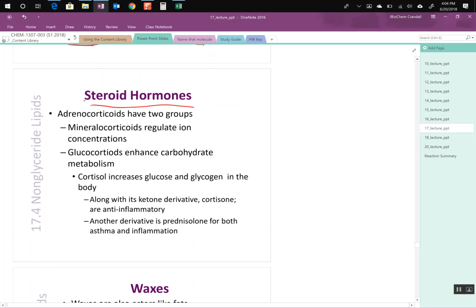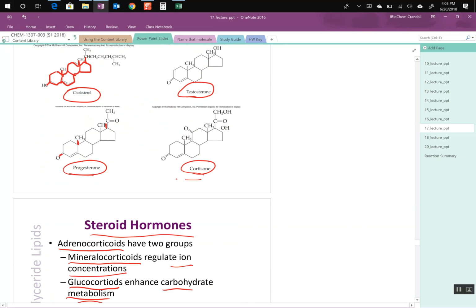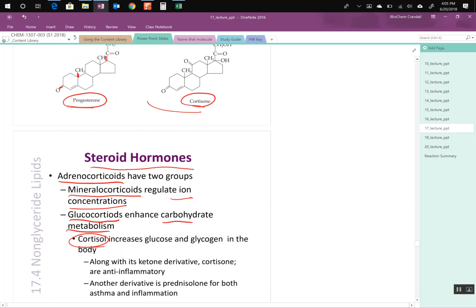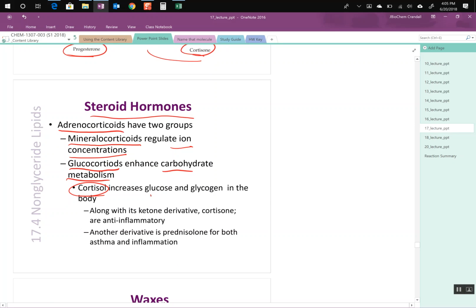So some of these steroid hormones, like the adrenocorticoids, we have two groups. Mineralocorticoids regulate ion concentrations, so ion concentrations and filtration at your kidney, whether you're going to retain those or get rid of them. Glucocorticoids enhance carbohydrate metabolism. So cortisol, which we saw earlier, that's cortisone, sorry, but cortisol would increase glucose and glycogen in the body.